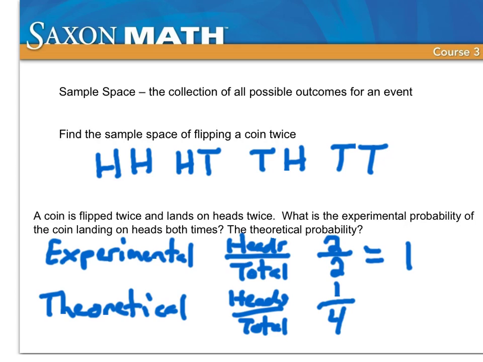So experimental probability and theoretical probability can be completely different, because experimental is what's actually happened. We got heads both times out of 2 flips. And here, for theoretical, we had 1 heads out of 4 possible things that could have happened. Okay, so that's the difference between experimental and theoretical. Alright, let's keep moving on.